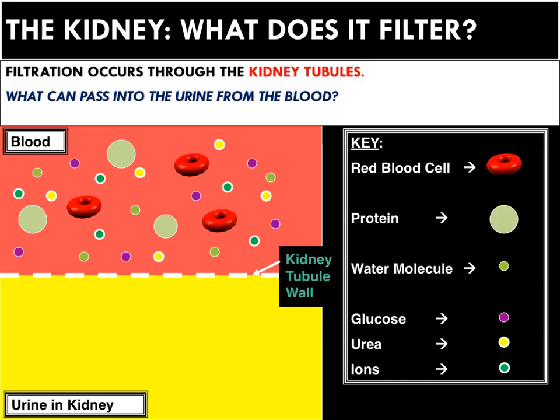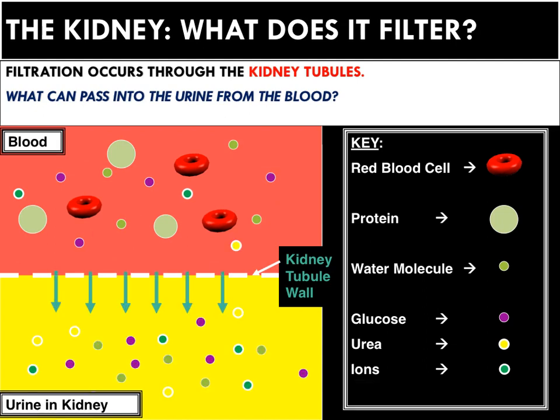As we have already looked at, the kidney selectively filters the blood. It does this by having a semi-permeable membrane. This membrane allows water molecules, glucose, urea and ions to pass through, but does not allow red blood cells or proteins to travel through. So as we can see, the smaller particles are able to travel through this semi-permeable membrane, whereas the much larger particles are kept in the bloodstream.